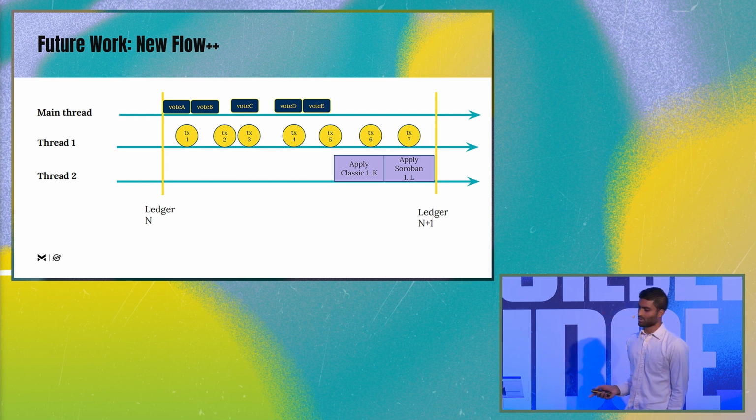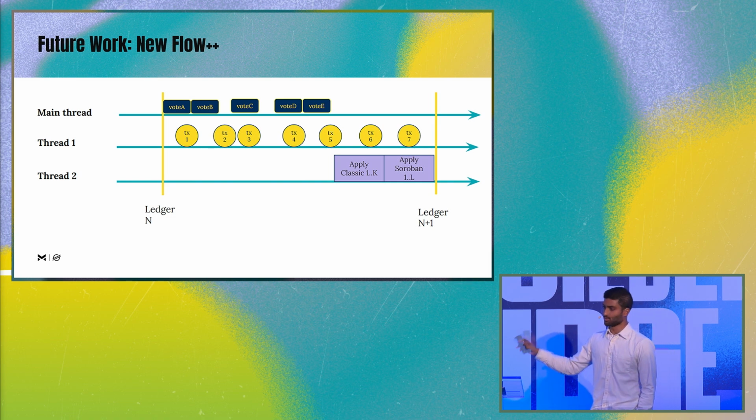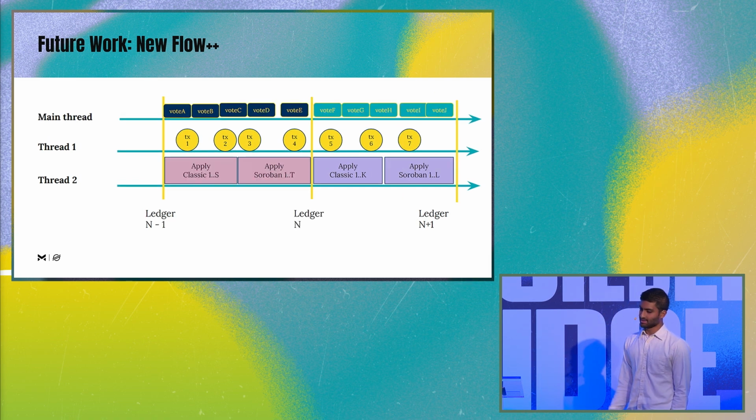Just to give a glimpse of what future work looks like, here's how the flow would change when we pipeline voting and application. So this is before. This is what I just talked about. And this is after, where we can start voting for ledger n+1 while applying ledger n.